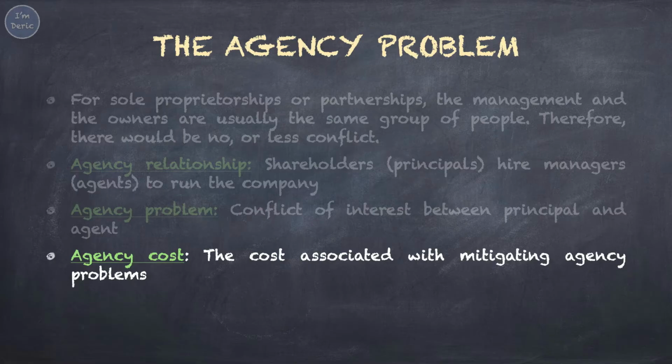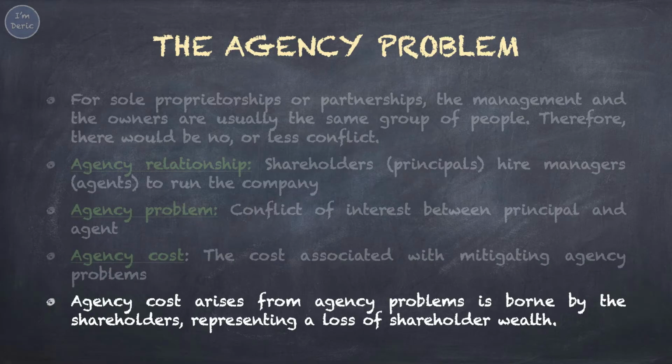The cost associated with mitigating agency problems, such as monitoring the agent's actions or creating incentives to align the agent's interests with those of the principal, is known as agency cost. In other words, agency cost is used to minimize agency problems. Agency cost arises from agency problems and is borne by shareholders, which represents a loss of shareholder wealth. Whenever a manager owns less than 100% of the firm's equity, a potential agency problem exists.